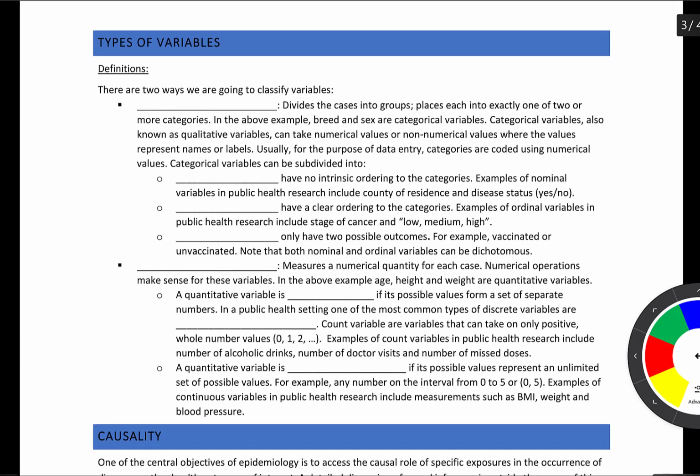All right, we're going to review types of variables. You have more than likely seen all of these before in your intro stats course, so this should be all review. There are 2 different ways that we are going to classify variables. They are categorical, also known as qualitative, and quantitative.